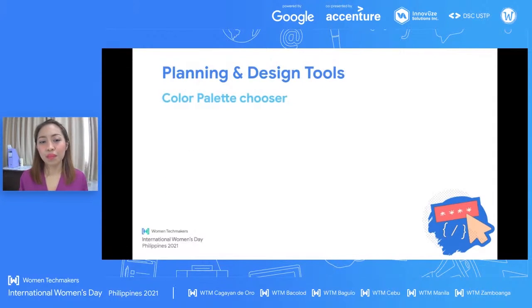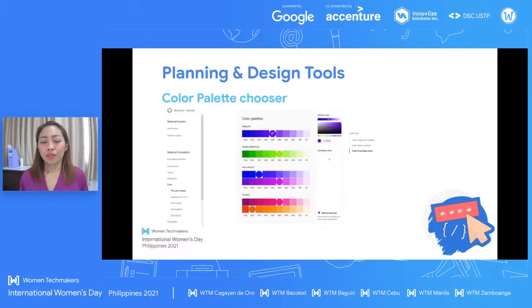Okay, this is one example of the design tools from material.io. This is the color palette chooser. So if you feel like you don't know how to choose colors, just like me, don't worry because Google has a tool in material.io to help you with that. They have this color palette chooser to help you with your primary, secondary, and other colors in your app. So the goal is to have a good app that looks good to the users. So you can use that.